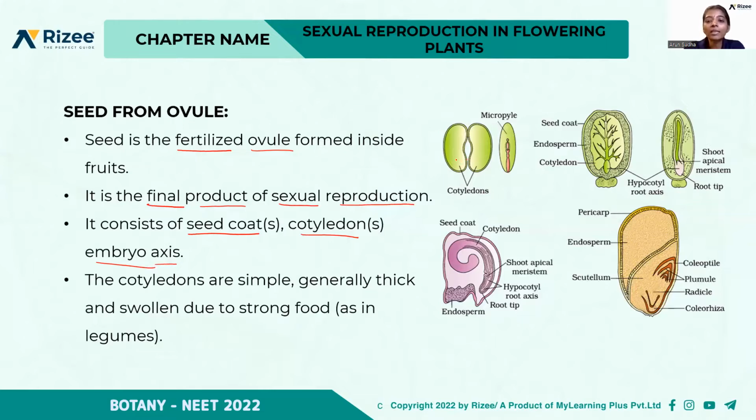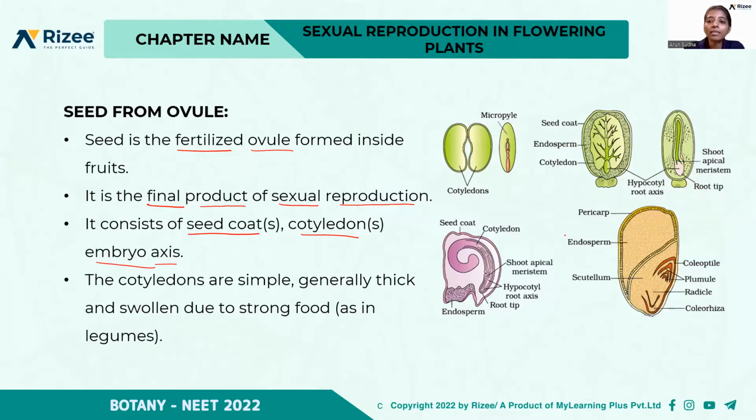So this is a dicotyledonous seed, that is, 2 cotyledons, and they have the micropyle, right? Here the outer part is the seed coat, then this is the endosperm, and then the cotyledon and hypocotyl. It is a root axis, and down there is the root tip, which is covered by the root cap. This is the shoot apical meristem which grows upwards.